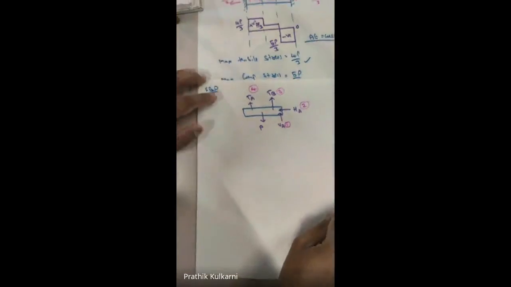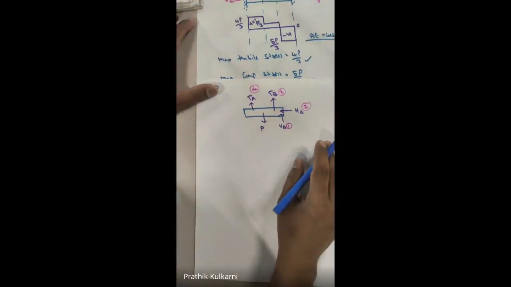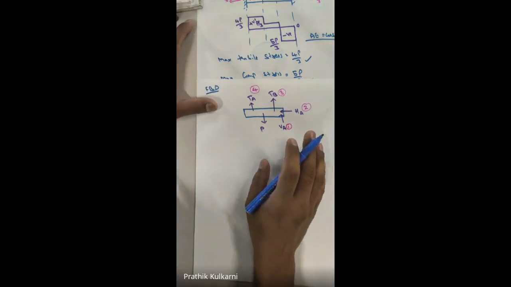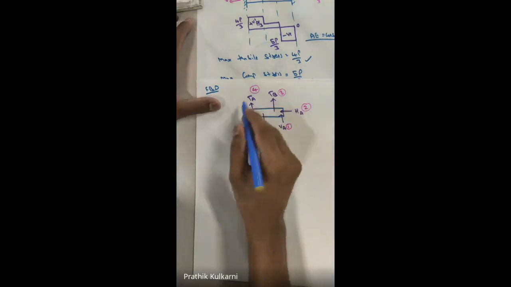Here, see how to proceed. It is very simple. Many students find this complicated, wondering where the cable goes and how much tension there is. First of all, draw the free body diagram. Then only you will come to know. So this is my free body diagram.